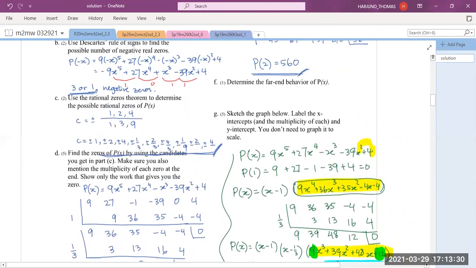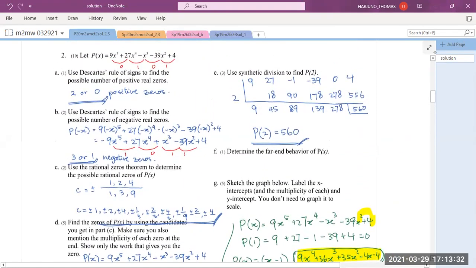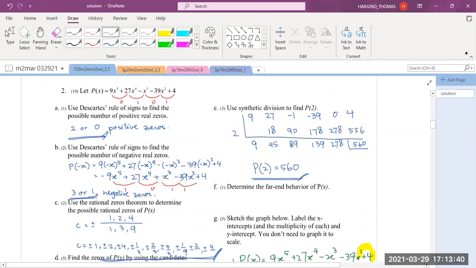Now then, part F, determine the far-end behavior of the polynomial. Far-end behavior of a polynomial only depends on the leading term. The leading coefficient is positive, the degree is odd, so the far-end behavior will be bottom to top. Or if you don't remember the term, you can just say it like that. If you go very far to the left, you go to negative infinity. If you go very far to the right, the graph will go to positive infinity.